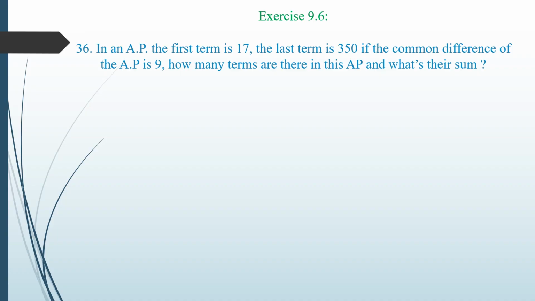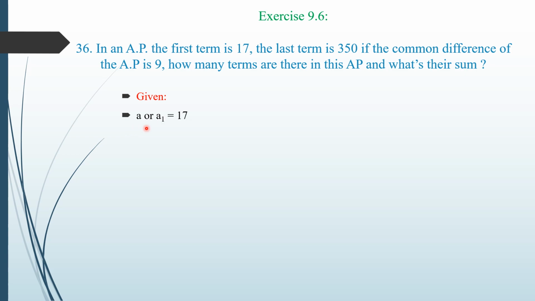Next question is question number 36, which says: in an AP the first term is 17, the last term is 350. If the common difference of the AP is 9, how many terms are there in this AP and what is their sum?